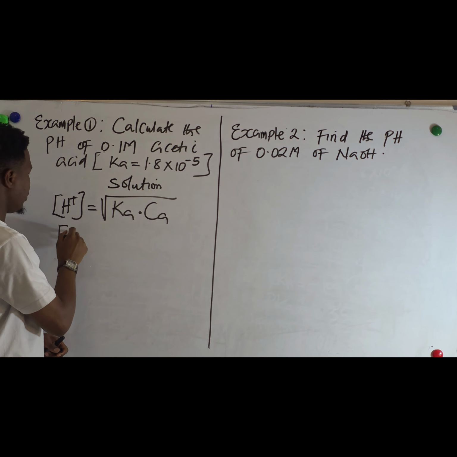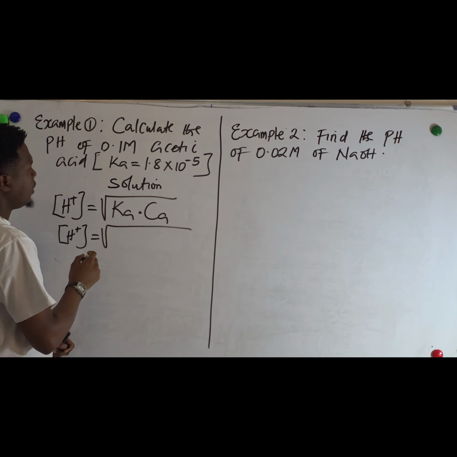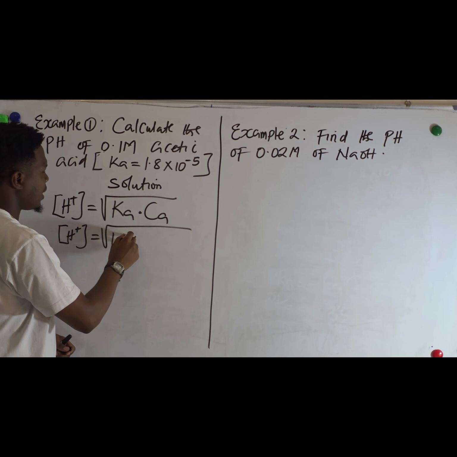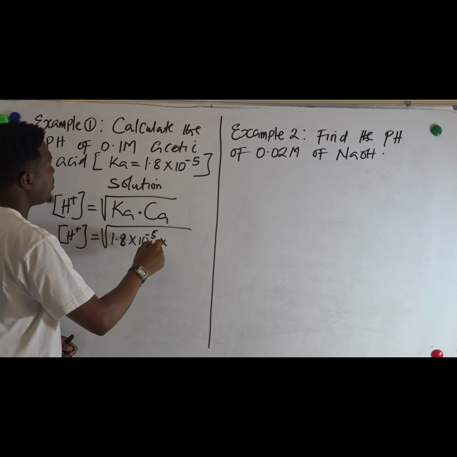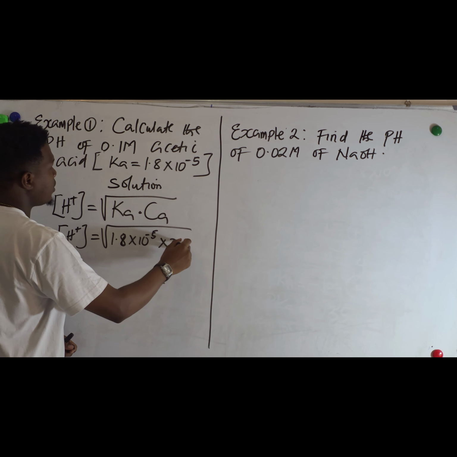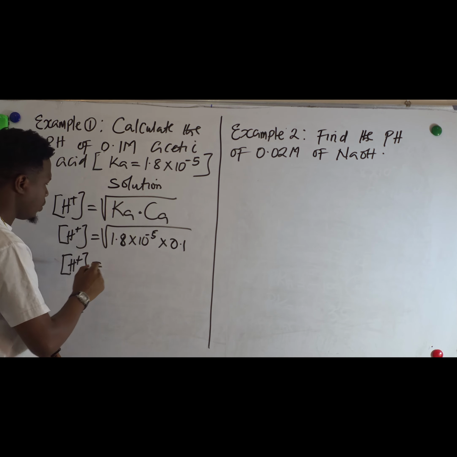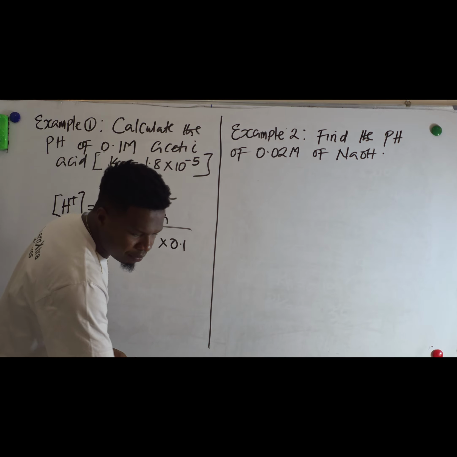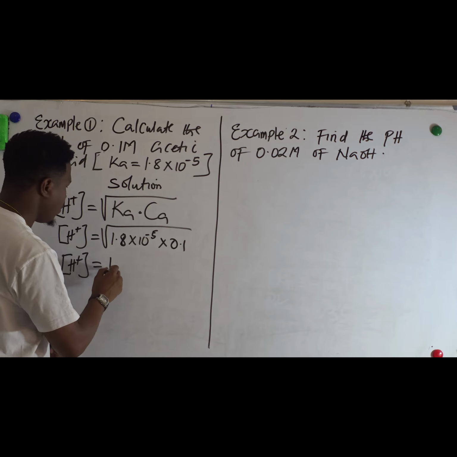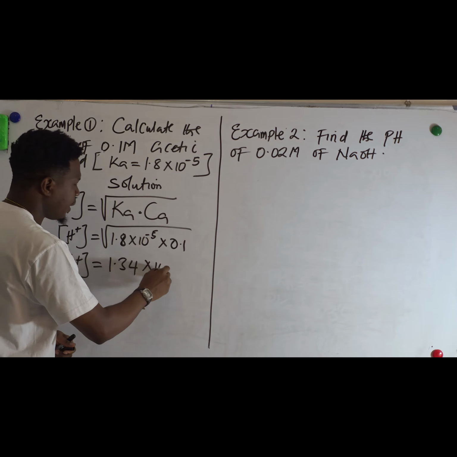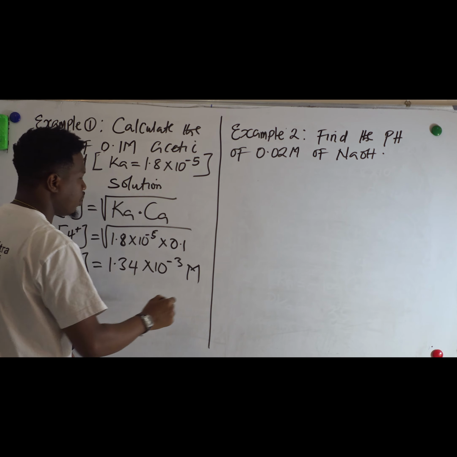So the hydrogen ion concentration will be the square root of 1.8 times 10 to the power of minus 5 multiplied by 0.1. When you find this value, the hydrogen ion concentration becomes 1.34 times 10 to the power of minus 3 capital M, okay?